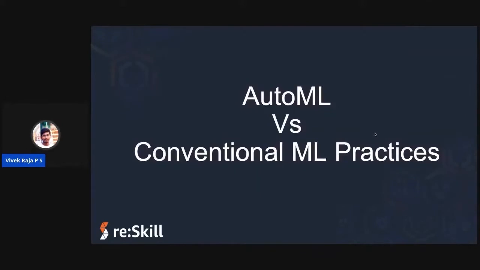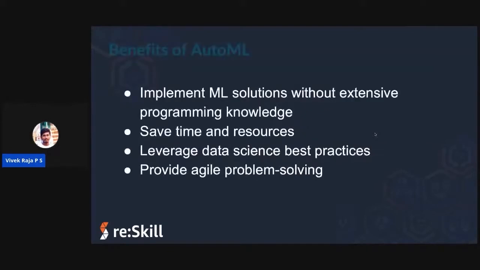Now you may actually have a question: what is the actual difference between AutoML and conventional machine learning practices? If AutoML proves to be the better approach, why is everyone not doing it right now? So let's try to address this problem. The benefit of having AutoML is that we can implement a machine learning solution without extensive programming knowledge or even an understanding of the mathematics. This is one of the biggest benefits for people who are not into the development or programming domain.